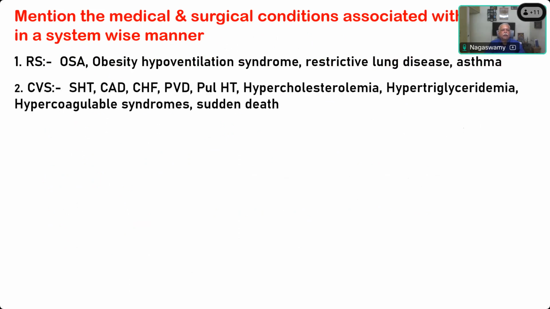Excellent, very good. So CVS, he has systemic hypertension, coronary artery disease, and CHF, PVD, pulmonary hypertension, hypercholesterolemia, hypertriglyceridemia, hypercoagulation syndromes, and of course again sudden death can happen in CVS.